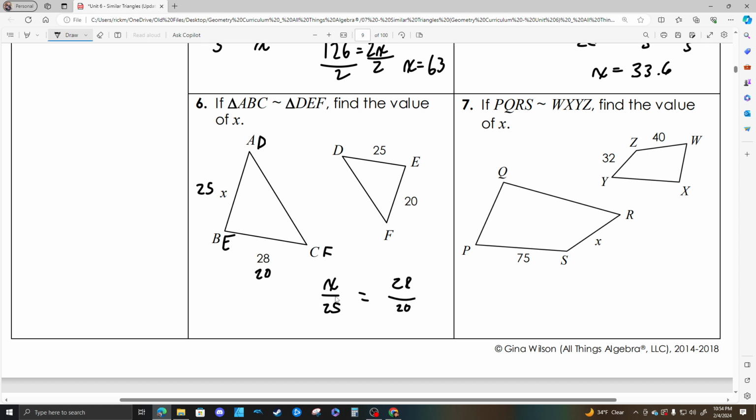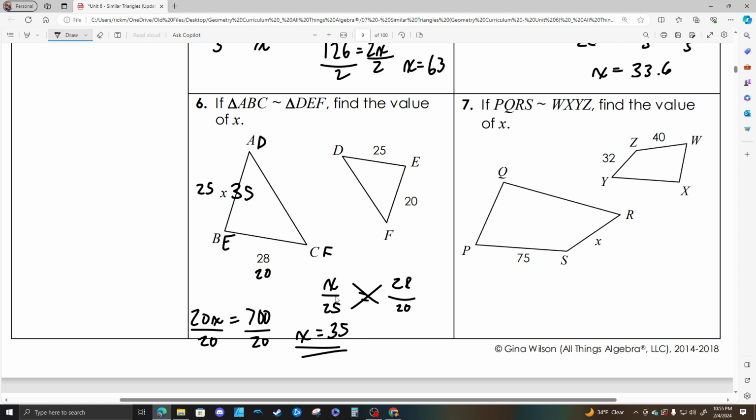All right. So now we're going to get 20x, because we're going to cross multiply, remember? So we got 20x equals 25 times 28, which is 700. So we divide by 20, and of course 700 divided by 20 is 35, so x equals 35. So this number here has to be 35, right?